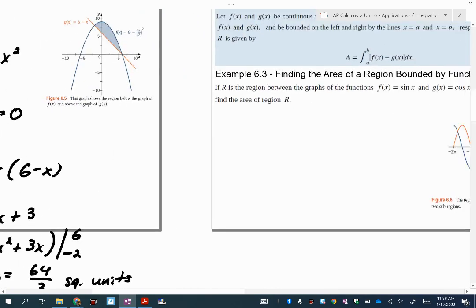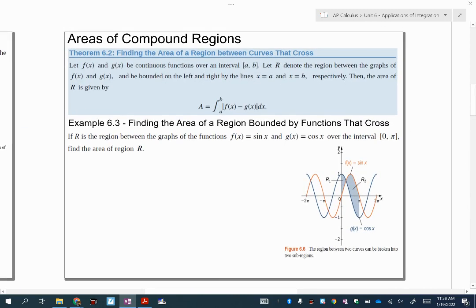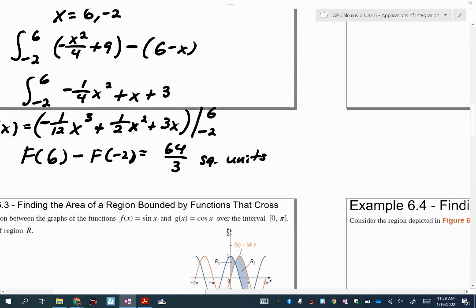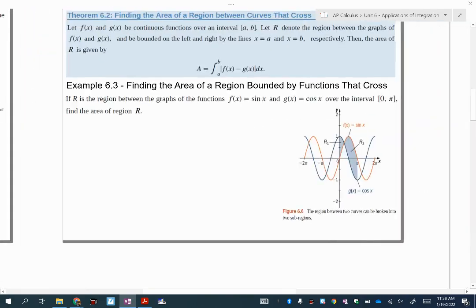Okay, let's go to another one. All right, now the next kind of iteration of this, so far we've done between two curves, but now we're looking at where you have the integral between two curves, but sometimes one of the functions is above the other, and on the other part of the interval, the other one is. So essentially, if you look at this sketch here between sine of x and cosine of x, we're looking at the interval between 0 and pi.